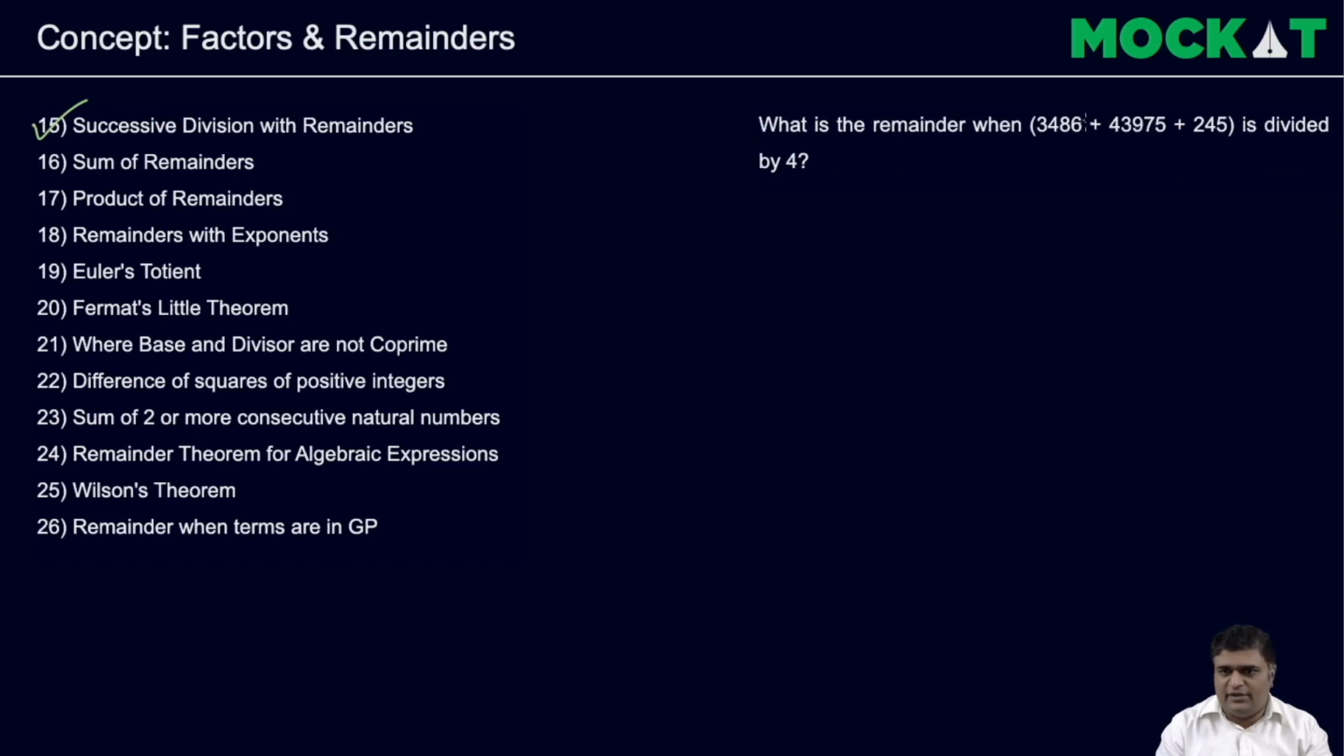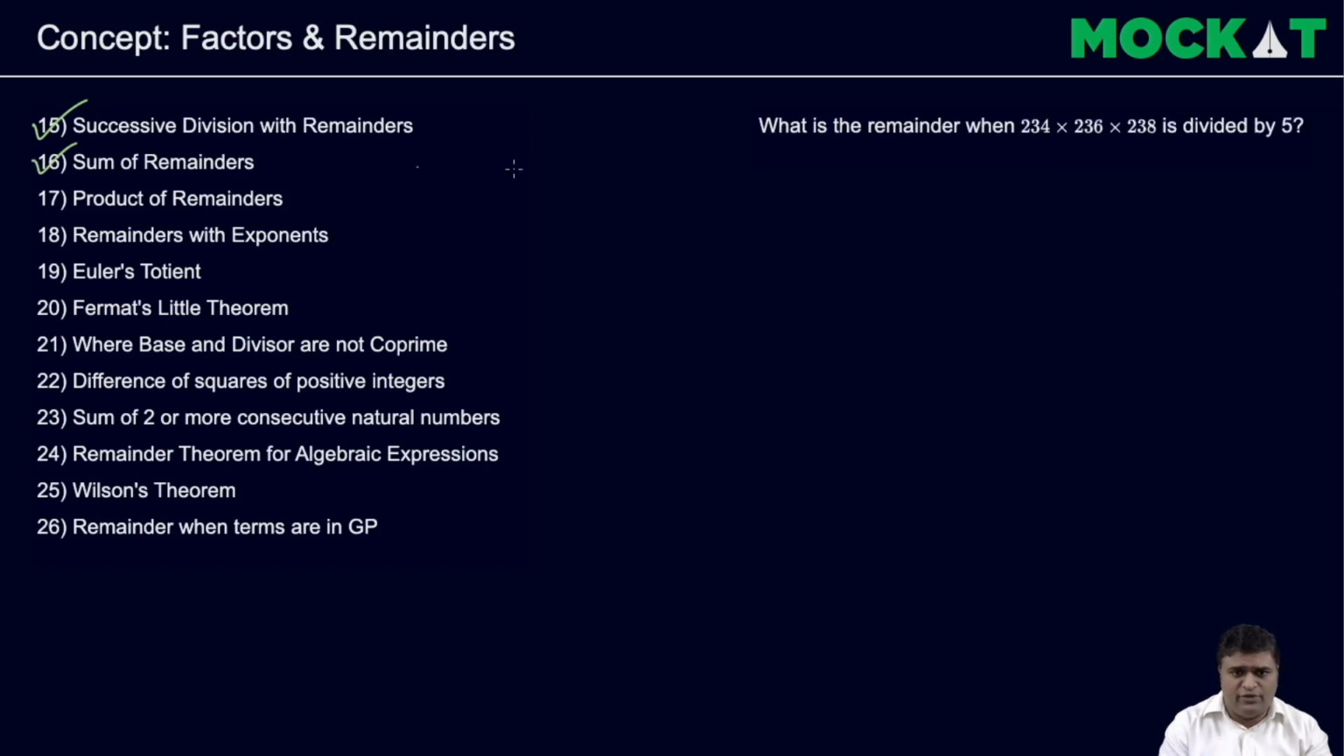Now to sum of remainders. For sum of remainders, you don't need to add all of them and then divide by 4 and find it. You can individually find the remainders and then add them up. For the remainder when divided by 4, the last 2 digits is what matters. You would have seen it in the divisibility lesson. 86 by 4, the remainder is 2, plus 75 by 4, the remainder is 3, plus 45 by 4, the remainder is 1. 2 plus 3 plus 1 is 6, and 6 by 4, the remainder is 2.